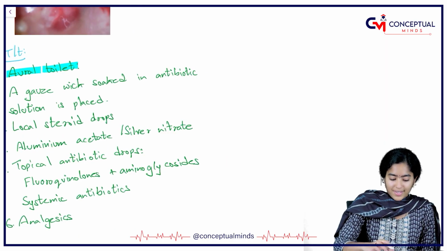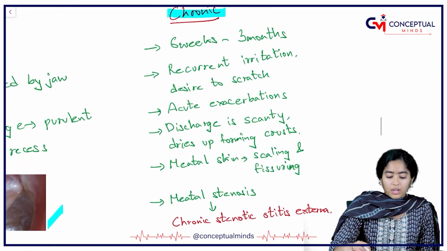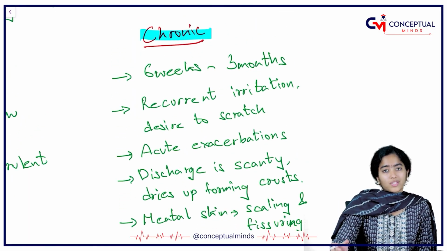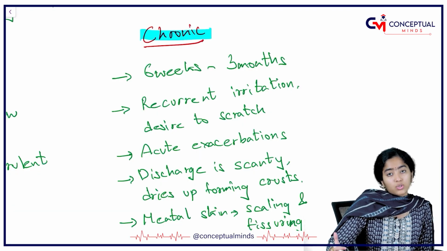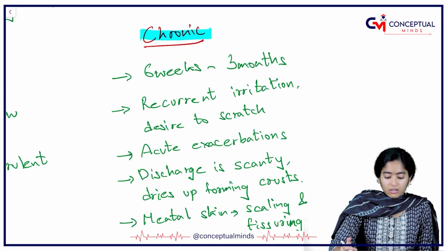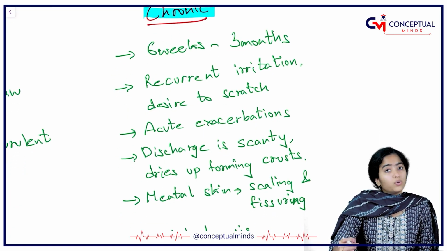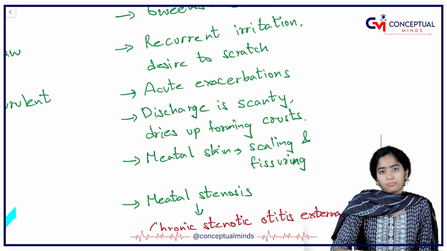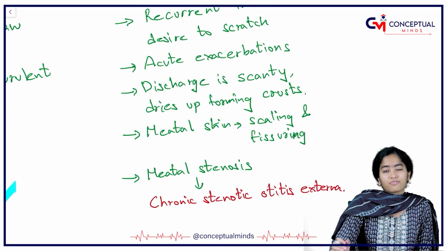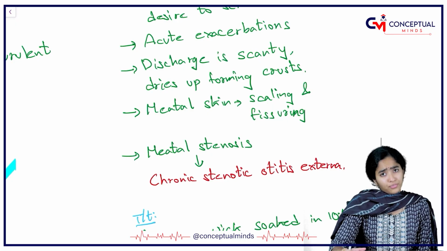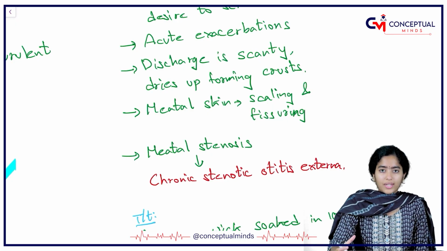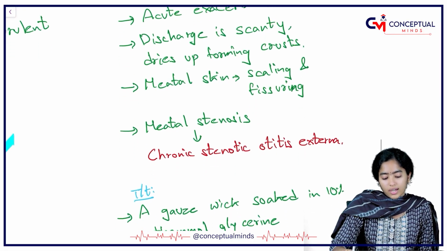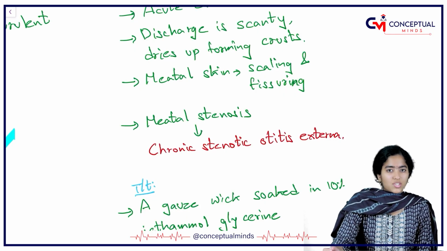If the patient has entered the chronic phase, which is anywhere between 6 weeks to 3 months, then the main problem is recurrent irritation and an intense desire to scratch. There are acute exacerbations in between because the patient is scratching, and the discharge here is scanty and can dry up to form crusts, and the meatal skin shows fissuring and scaling. In very severe cases, because of constant swelling, the skin is hypertrophied and will permanently narrow down the external auditory canal, and we call that chronic stenotic otitis externa.